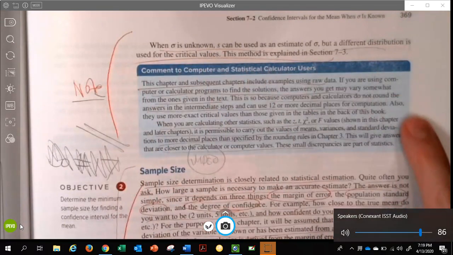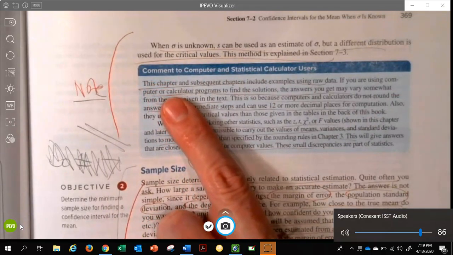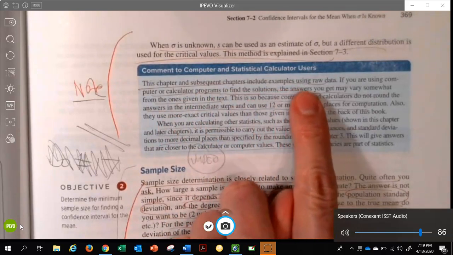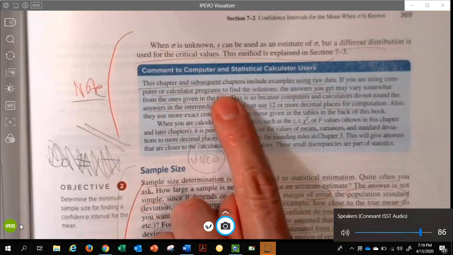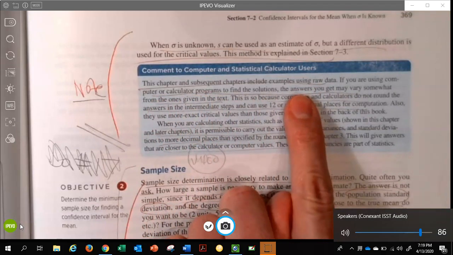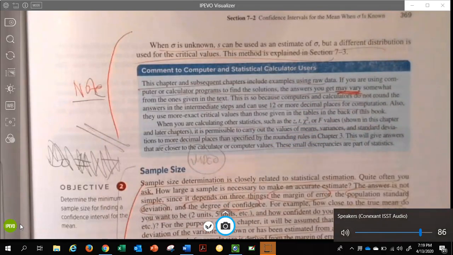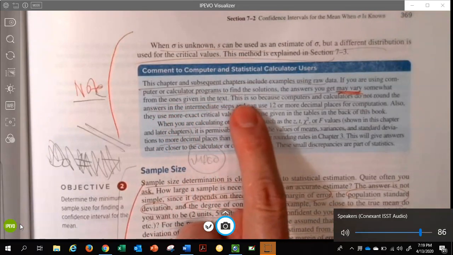I just want to use this last piece. And again, this is for everything you're doing and for anything you might do in the future. This chapter and subsequent chapters include examples using raw data. If you're using a computer or a calculator set of programs to find the solutions, the answers you get may vary. And the world is okay. And that is why I ask y'all to show work. And then when y'all are frustrated with a computer program on the homework, that's why I ask you to use Ask My Instructor. And it may vary from the ones given in the text.